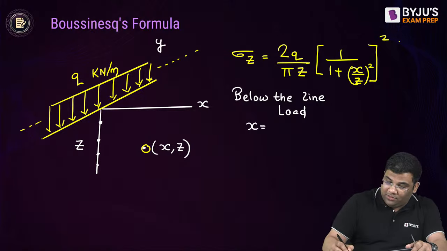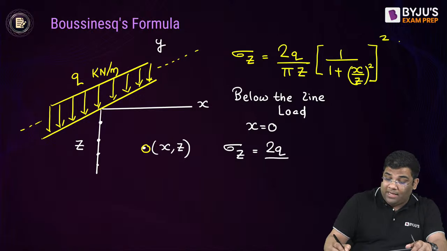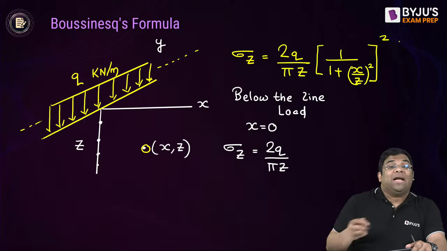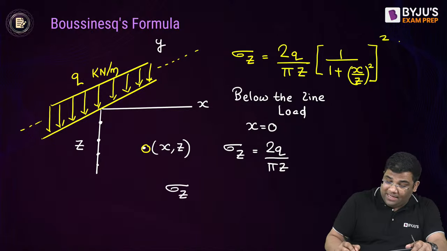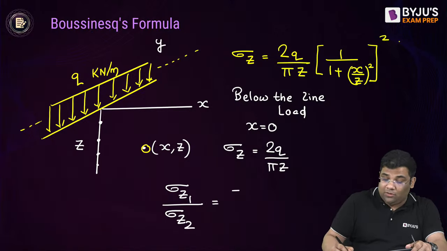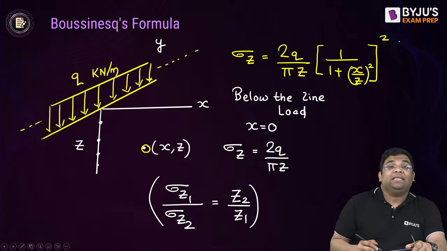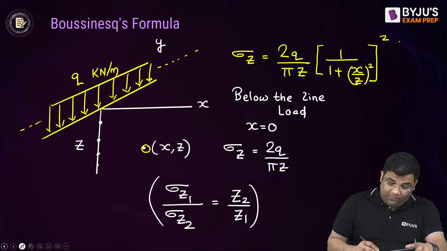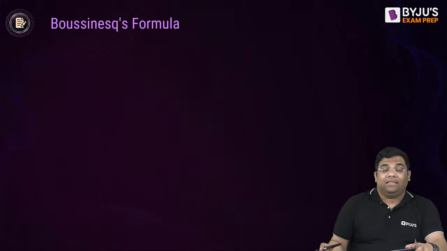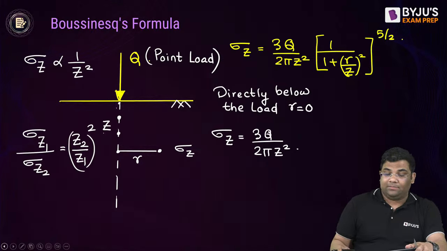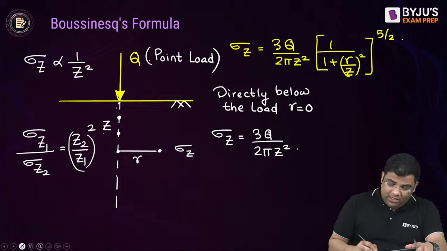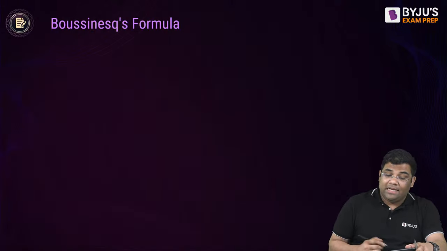So x will become 0, and this sigma z will be simply 2q by pi z. Now if I compare two depths and compare the stresses, then sigma z1 by sigma z2 is equal to z2 by z1. Here you can see it is not square. That square term was for the earlier case. So this is point load and this is your line load.